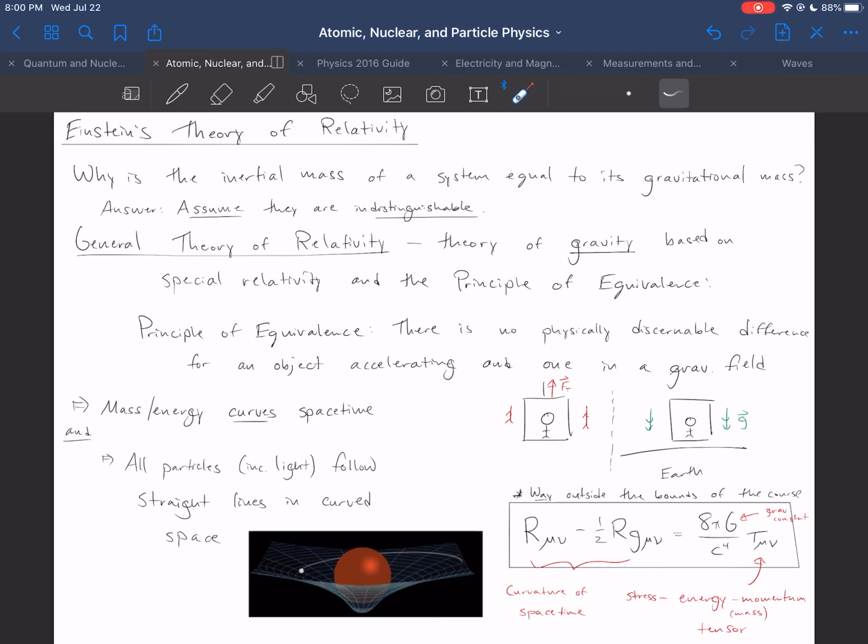So it is identical to what it would be for that object to accelerate centripetally, something like a car going around a track in a circle. It experiences exactly the same kind of motion through space. One is a straight line in curved space, the other is a curved line in straight space, and the effect is the same.